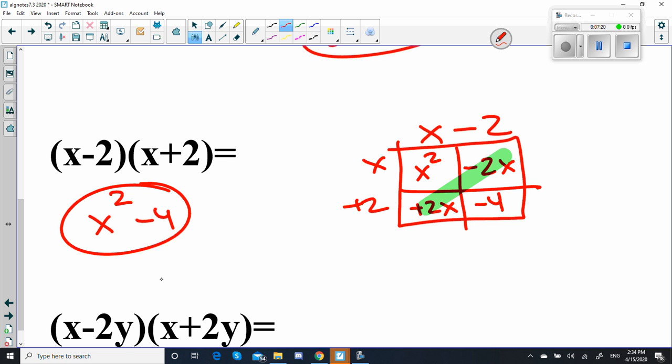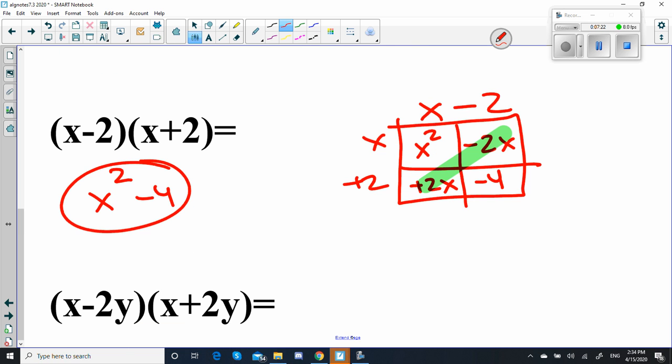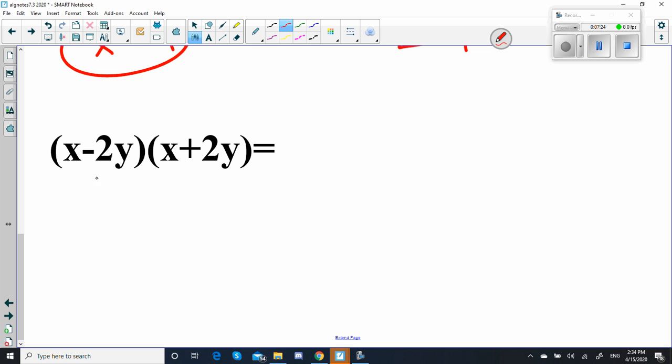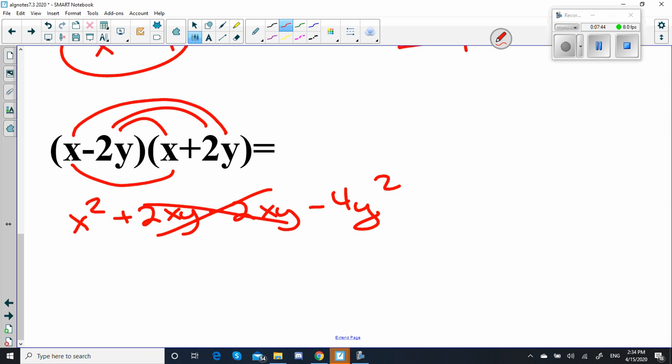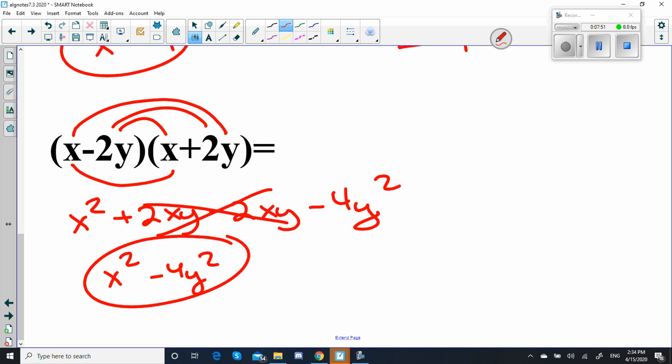All right, I believe this is the last one other than the story problem. So I'm going to use FOIL on it. X times x is x squared. X times positive 2y is plus 2xy. Negative 2y times x is negative 2xy. And negative 2y times positive 2y is negative 4y squared. The two in the middle cancel because they're opposite sign, but exactly the same. And my final answer is x squared minus 4y squared.